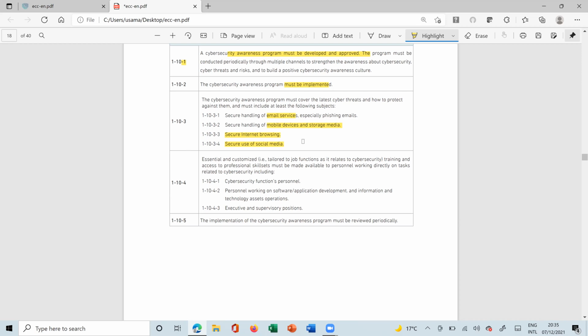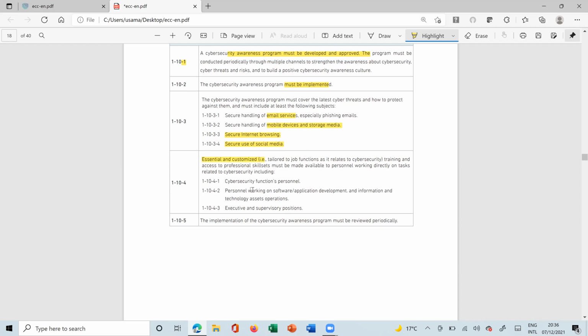This means that if NCA comes to your organization and asks to see the awareness program from your company, and they go through the contents and do not find email services awareness, mobile devices awareness, storage media usage awareness, internet browsing security, and social media security, then it will be a finding, and they will tell you, please update the security awareness program to be compliant with the NCA regulations.